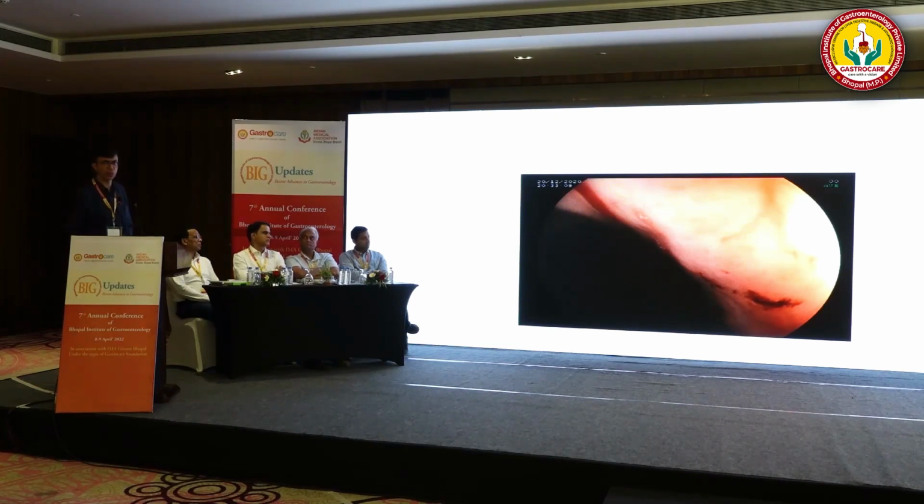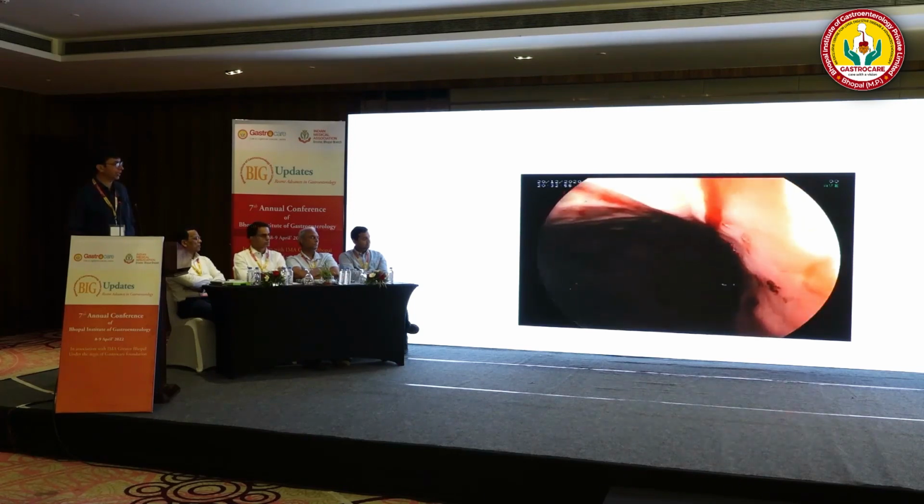A Dieulafoy lesion, you all know, is basically a large caliber persistent vessel which starts bleeding. On endoscopy, you will not find any ulceration or growth or polyp or anything. You will just find blood oozing from a particular place. They are usually challenging to diagnose because they are not seen if they are not bleeding. So we could see that there was a lesion here.